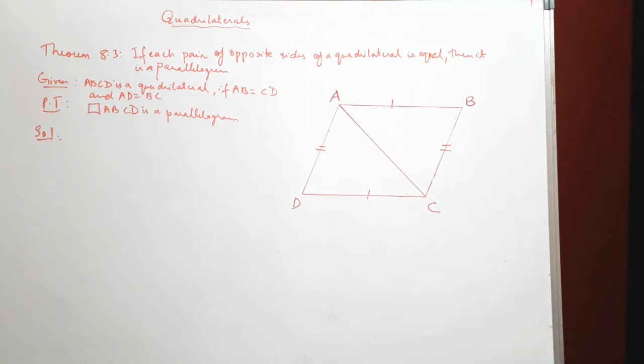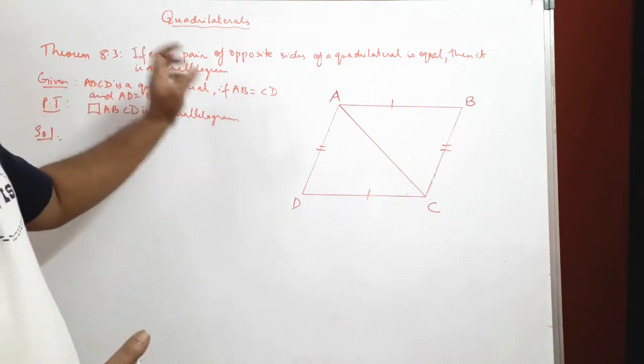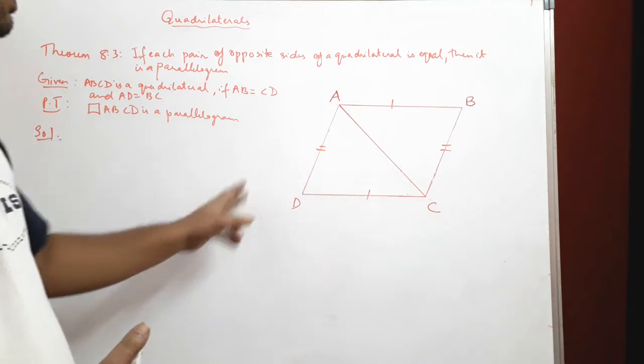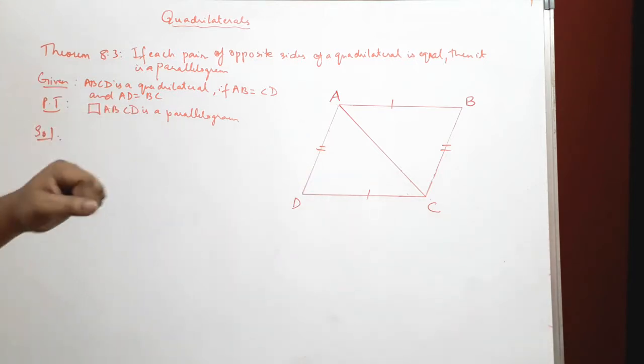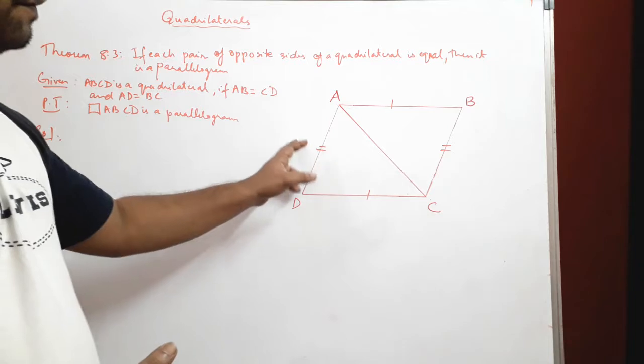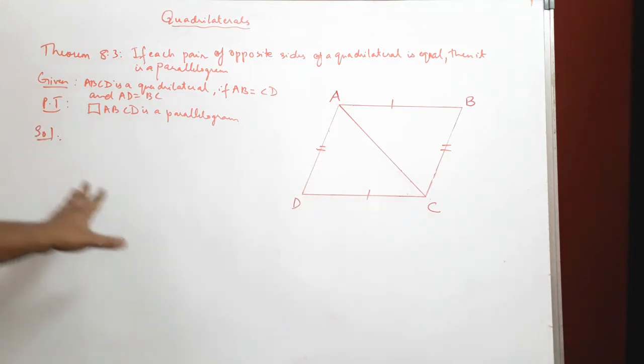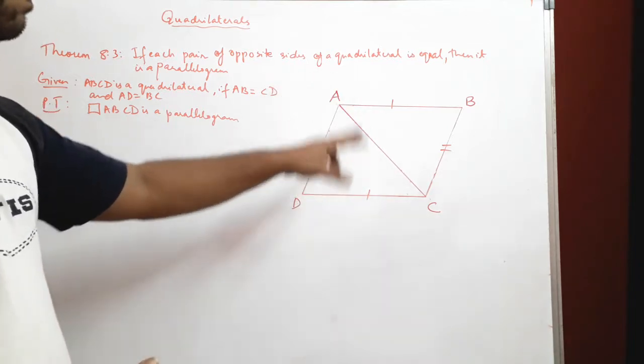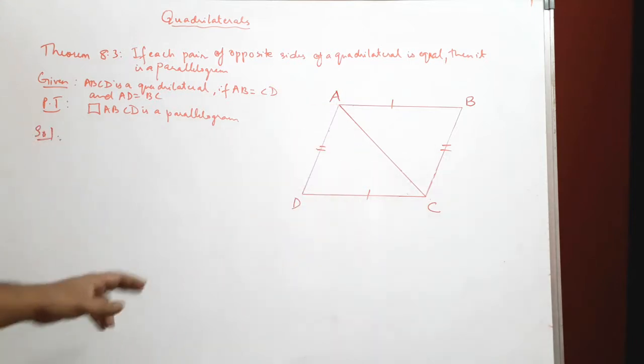The next theorem is theorem 8.3, which says if each pair of opposite sides of a quadrilateral is equal, then it is a parallelogram. So theorem 8.3 is a converse of theorem 8.2, which says in a parallelogram pair of opposite sides are equal. But here we are given that the pair of opposite sides of a quadrilateral are equal, and if they are equal, then we say it is a parallelogram. So we are given a quadrilateral where opposite sides are equal, and we need to prove that this quadrilateral is actually a parallelogram.